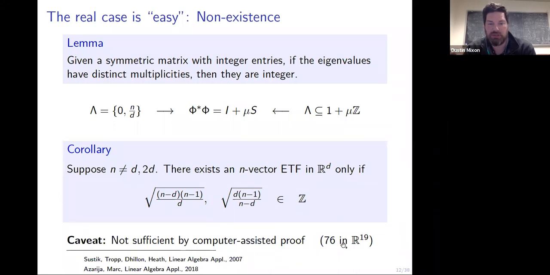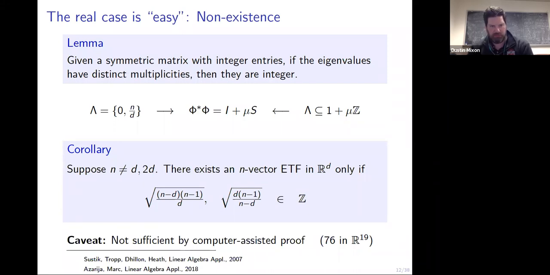It was recently shown that there are no 76 vectors in R^19, even though d equals 19 and n equals 76 satisfies these integrality conditions. So the real case is easy, both from the perspective of existence, thanks to strongly regular graphs, and in the sense of non-existence, thanks to these integrality conditions.